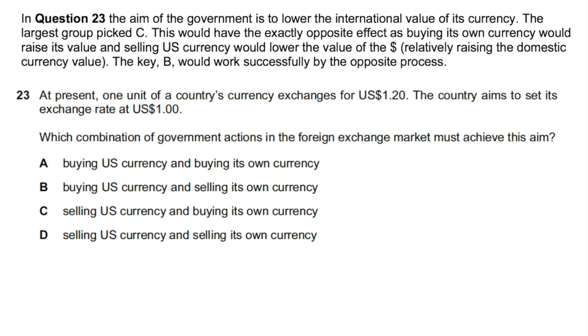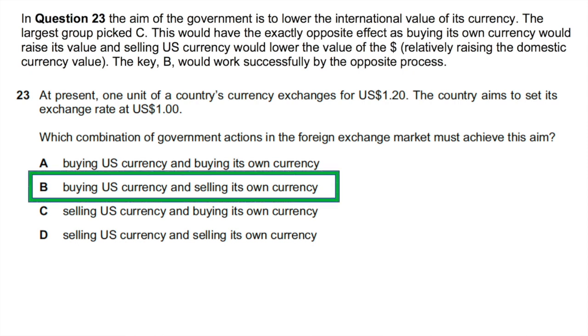23. At present, 1 unit of a country's currency exchanges for $1.20. The country aims to set its exchange rate at $1. Which combination of government actions in the foreign exchange market must achieve this aim? B, buying U.S. currency and selling its own. In question 23, the aim of government is to lower the international value of its currency.